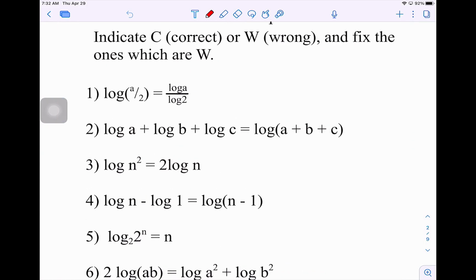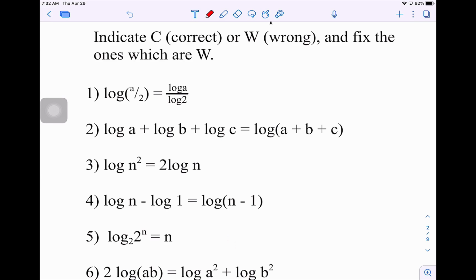Is that one correct or wrong? What do you think? What's the answer? Sophia, help me out here. Correct or wrong on the first one? Okay, it is wrong, and therefore, what's wrong with it? How do I fix it? It should be log A minus log 2. Okay, yeah, when we are dividing in the argument, remember, division and subtraction go together.